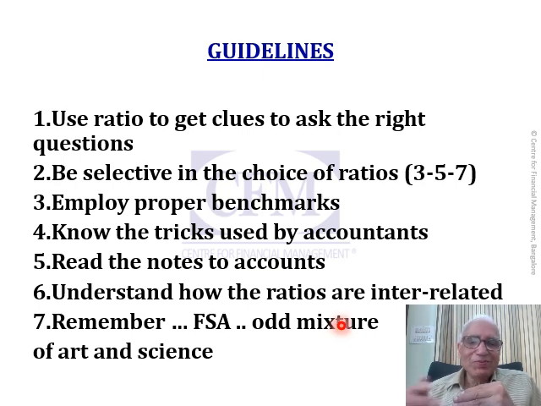7. Remember, financial statement analysis is an odd mixture of art and science. Financial statement analysis is neither art nor science. It is an odd mixture of art and science. It calls for care, circumspection, and good judgment.